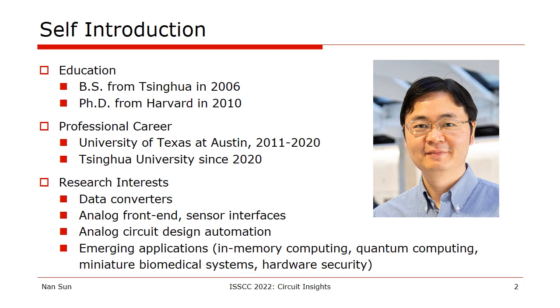Let me introduce myself. My name is Nan Sun. I got a bachelor degree from Tsinghua University in 2006 and a PhD degree from Harvard in 2010. I worked with UT Austin for 10 years, and since 2020, I've been with Tsinghua University as a full professor. My research interests include data converters, analog front-ends, sensor interface circuits, analog circuit design automation, and emerging applications.